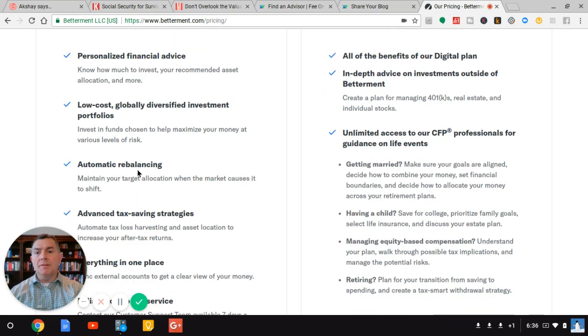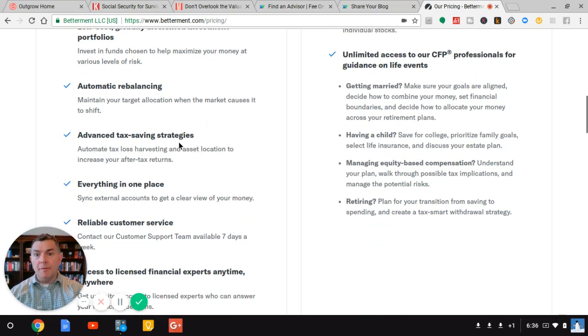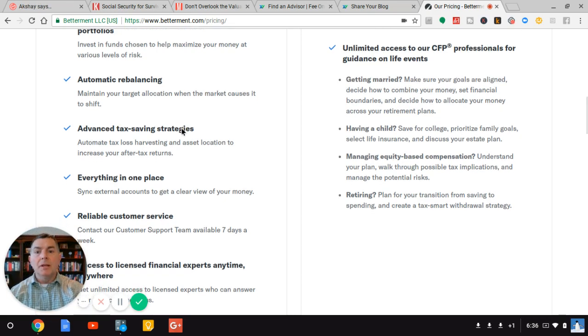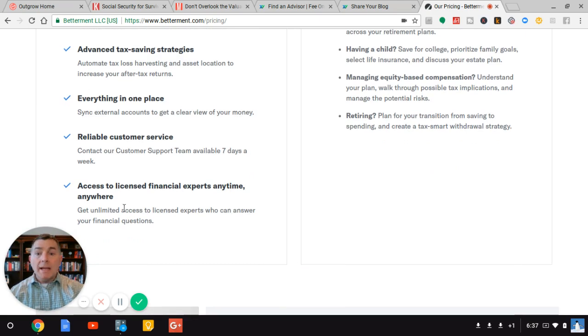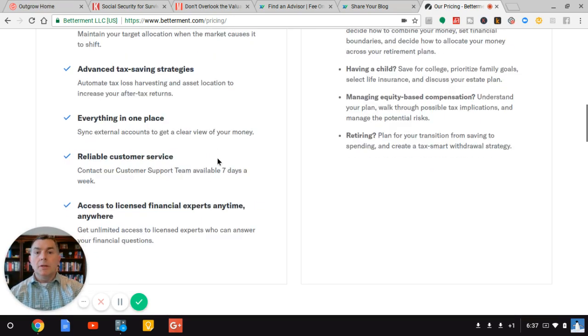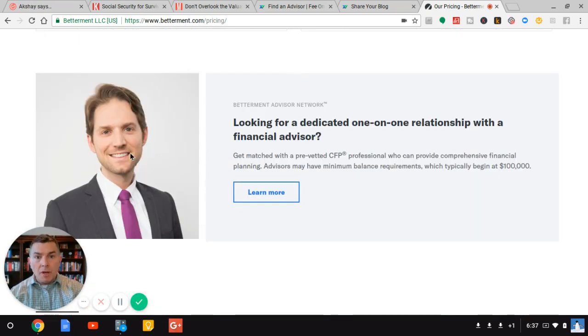Automatic rebalancing, advanced tax saving strategies. I'm a fan of this stuff right here. Not so much the tax loss harvesting, but I do like the idea of asset location. And I'll get into that in different episodes, but I think it makes a lot of sense. I think Betterment can do that for you pretty well. Access to licensed financial experts anytime, anywhere, so you can call somebody who can answer your questions. That's good. So all that for 0.25.